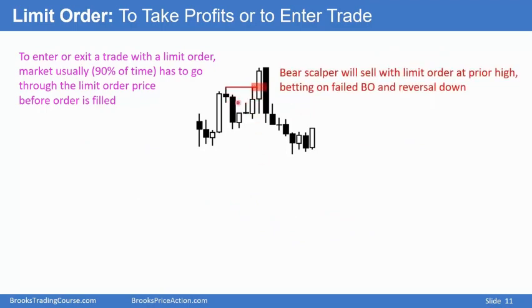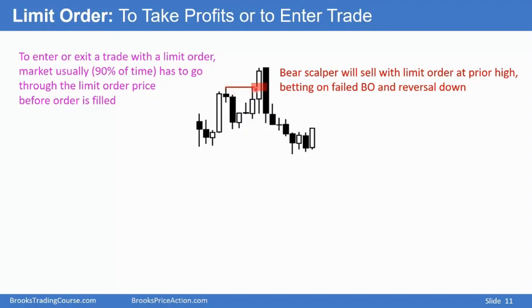A bear scalper will look at this chart and see a probable trading range. He'll place a limit order at that high to go short. And as soon as the market goes above his order, he'll get filled, betting that the bull breakout will fail and reverse down. A limit order is basically the opposite of a stop order. A bull is getting stopped out above this bar. A limit order trader is placing his limit order to go short at the high of this bar.